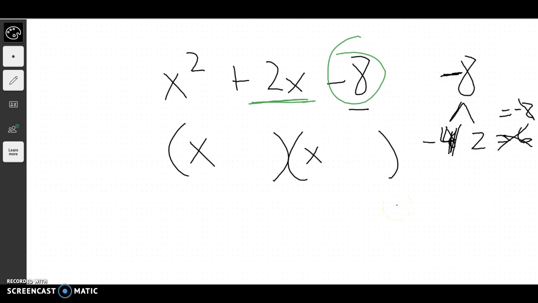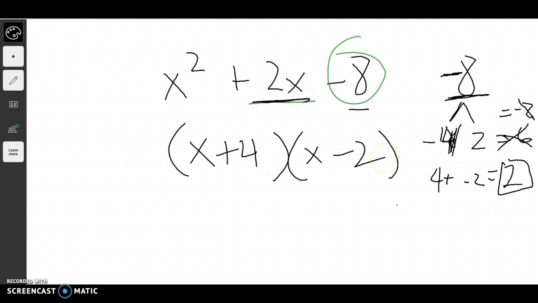What if I switch this around though? What if I say it's a positive 4 and a negative 2? Well, 4 times negative 2 is negative 8. Well, that works. But 4 plus negative 2 is a positive 2. And that works too, because that gives me my middle term. So a lot of times what you have to do is you have to play around with the factors until they really will multiply together to give you your back term and add to give you your middle term.